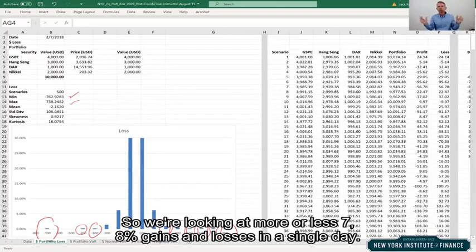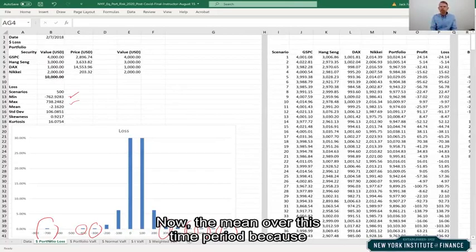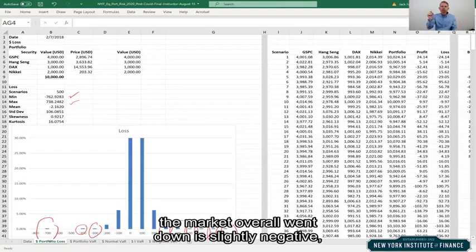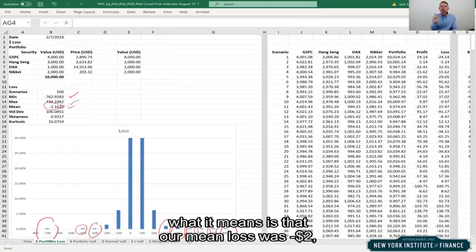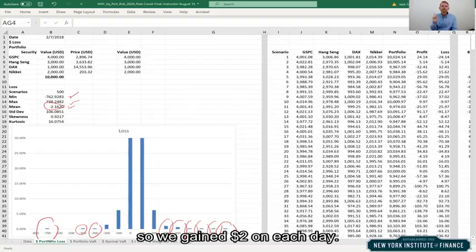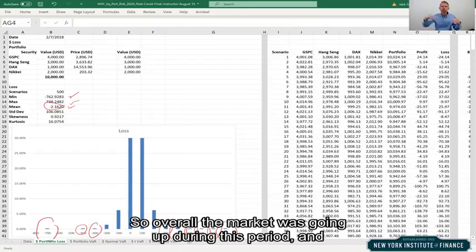So we're looking at, more or less, 7-8% gains and losses in a single day. Now, the mean over this time period, because the market overall went up, is slightly negative. What it means is that our mean loss was minus $2, so we gained $2 on each day. So overall, the market was going up during this period.